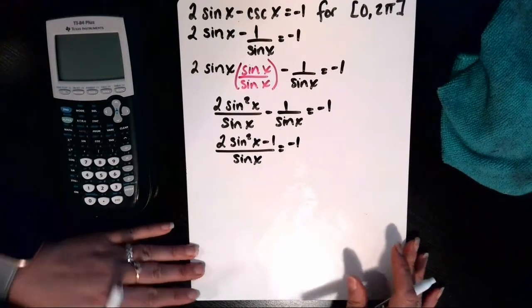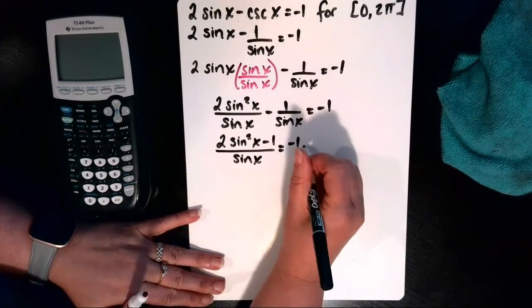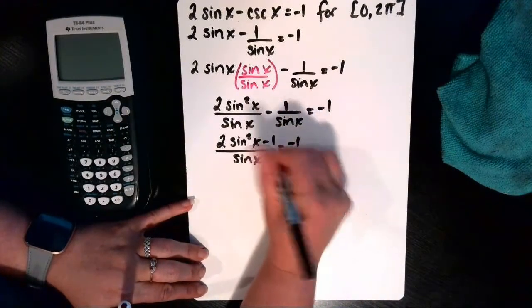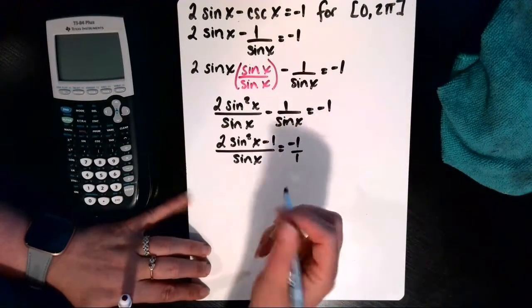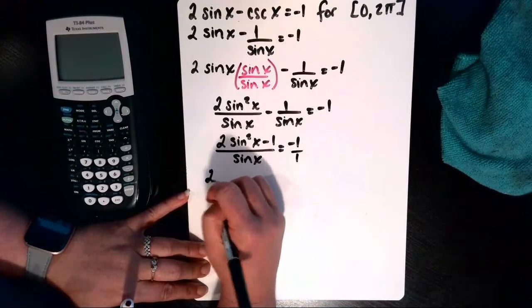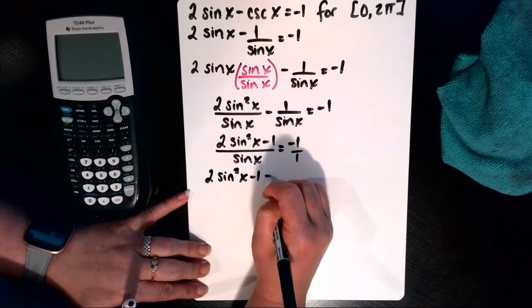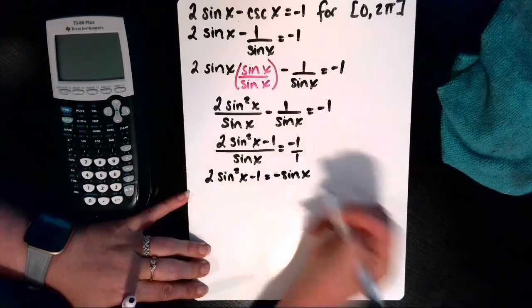And from here we can go ahead and multiply both sides by sine of x, or you could think about it as cross multiplying to solve the proportion, either way. So that'll leave us with 2 sine squared x minus 1 is equal to negative sine of x.